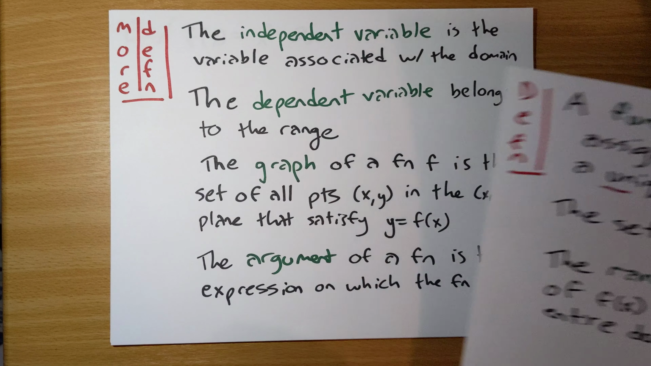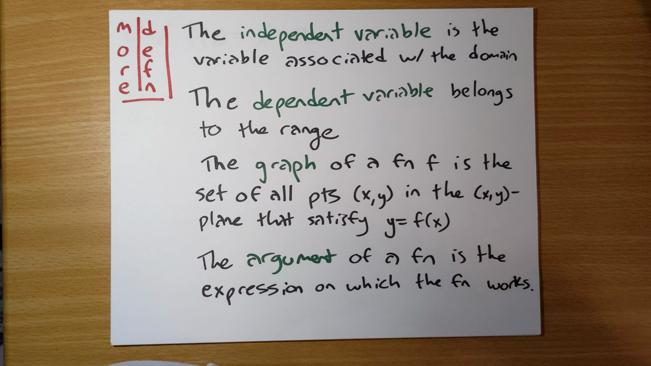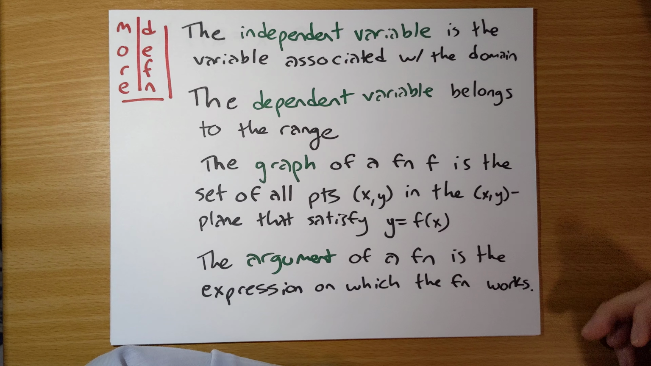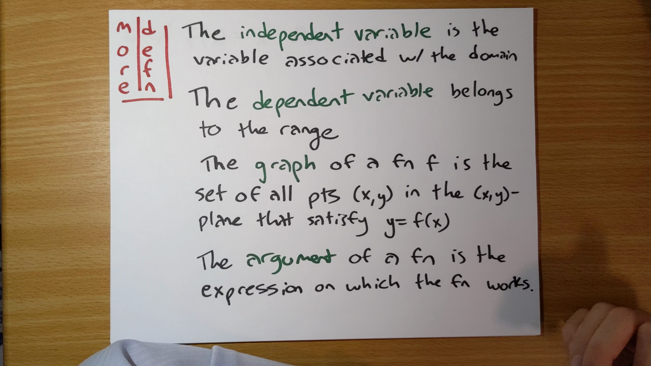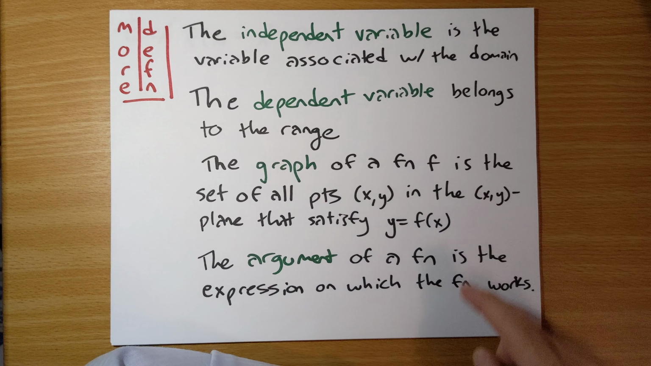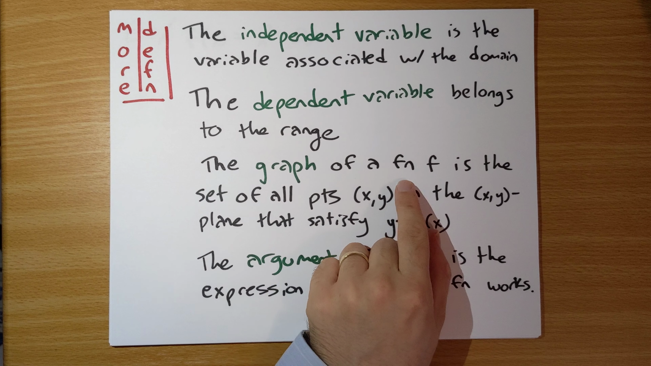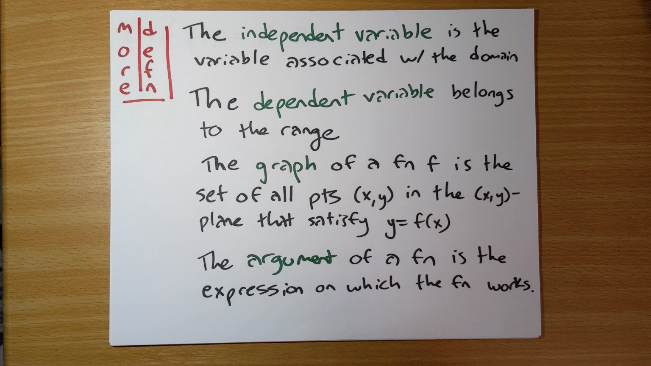And then a few more definitions here about independent and dependent variable. The independent variable is the variable associated with the domain. The dependent variable is going to belong to the range. By the way, sometimes I just abbreviate function as fn. That's my abbreviation for a function. I'll use that quite a bit.